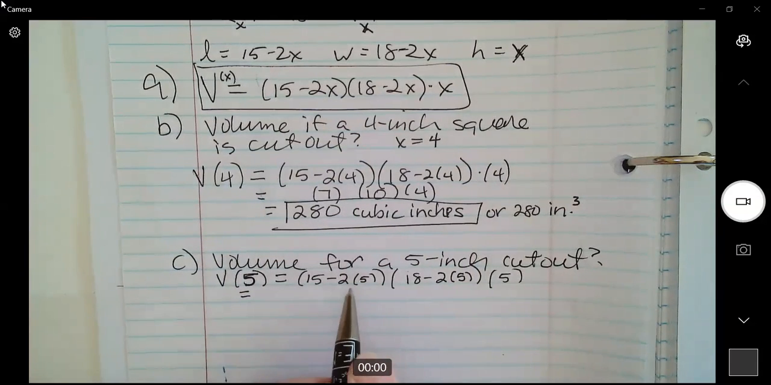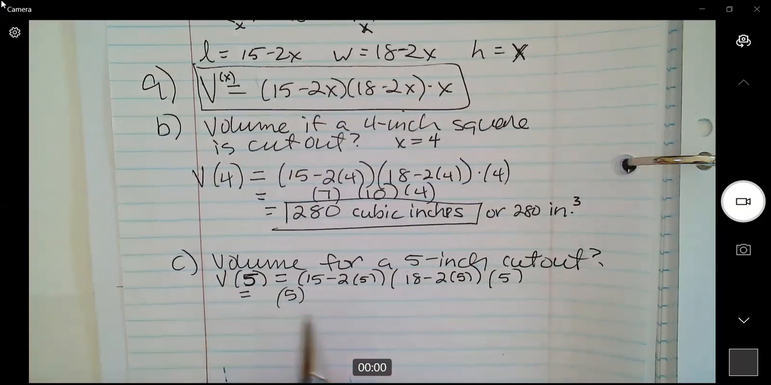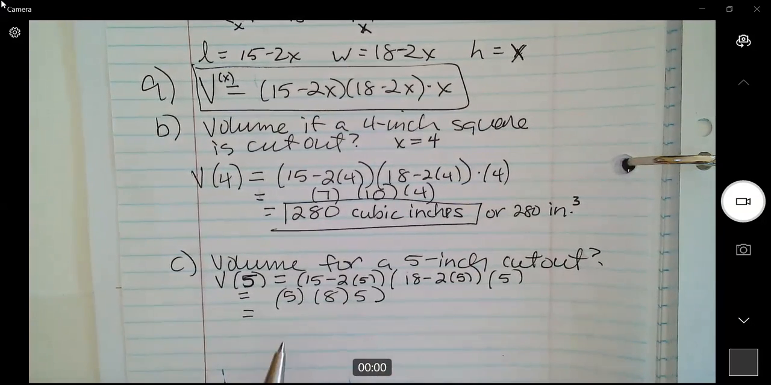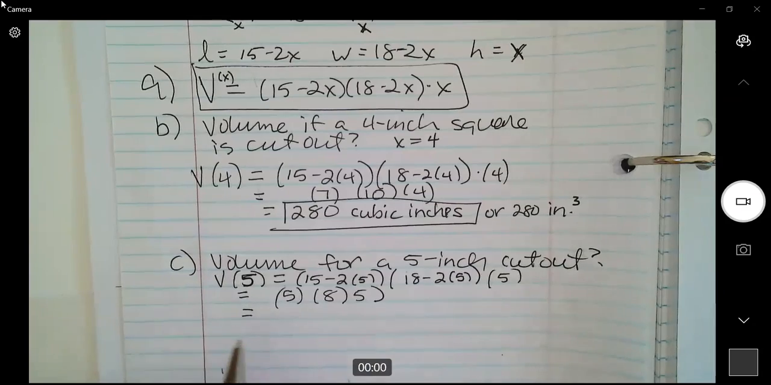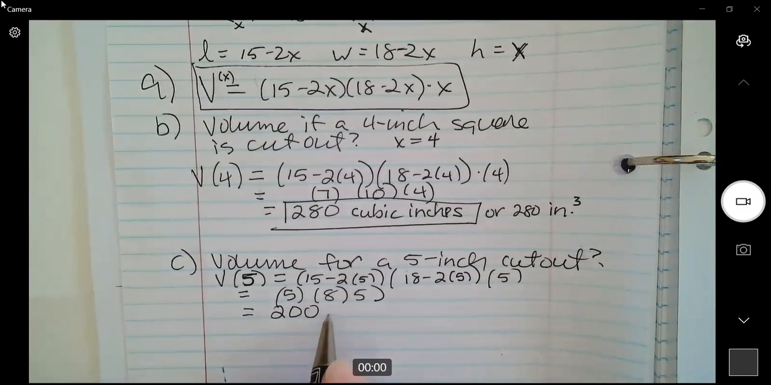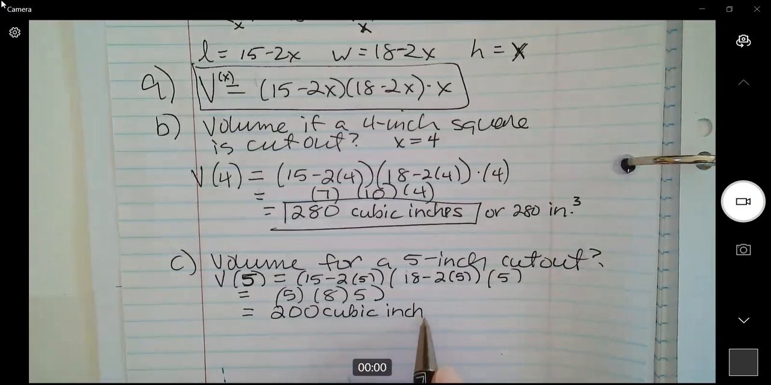Again, I can do this in my head because 2 times 5 is 10. So 15 minus 10 would be 5. 18 minus 10 would be 8, and then times 5. Depending on how you want to do that, 5 times 8 is 40, 40 times 5 is 200. You do 5 times 5 is 25, times 8, 200. Whatever it is, it's going to be 200. And it will also be the same units, cubic inches.